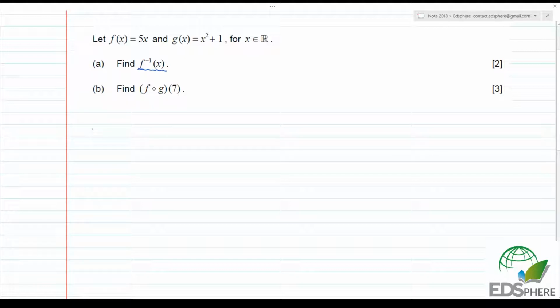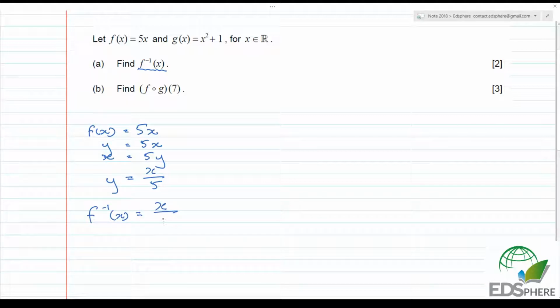We're going to have this. Since f of x equals 5x, then we write y equals 5x. Remember, we swap the x and y over, therefore x equals 5y, and we make y the subject, which is y equals x over 5. So are we done? No, we have to write f minus 1 of x equals x over 5. Voila, that will be our final answer.